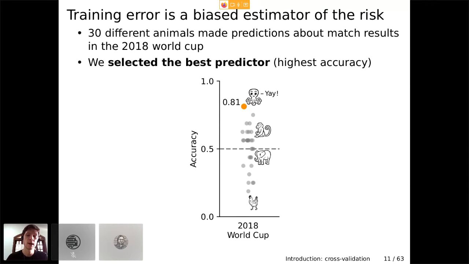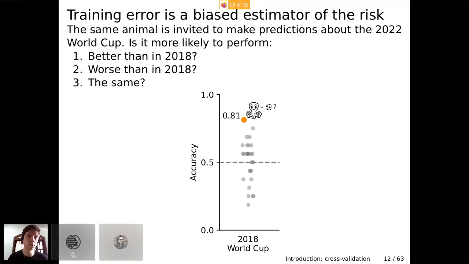So we ask him to make predictions on the 2022 matches, and we hope that it will perform very well, because it was performing very well in 2018. So a quick question. This octopus in this year's World Cup, do we expect it to perform better than in 2018, so have a better accuracy, a worse accuracy, or on average in expectation the same kind of performance as last time? And I will ask, so everybody who thinks it will perform better, please raise your hand.